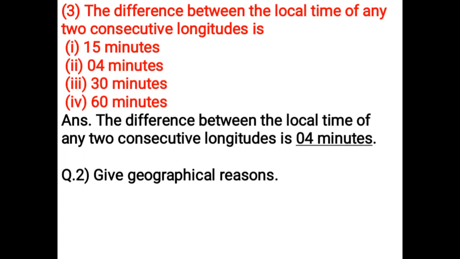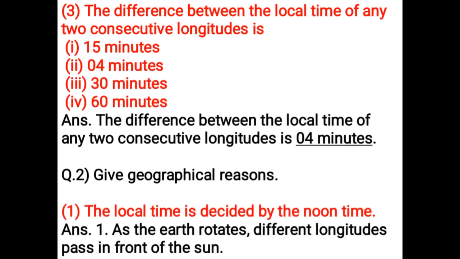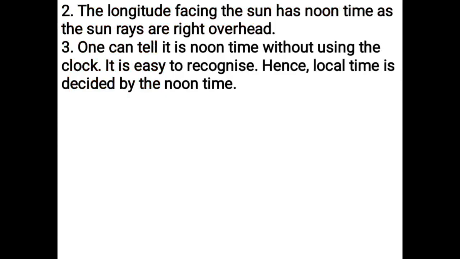Give geographical reasons. The local time is decided by the noon time. As the Earth rotates, different longitudes pass in front of the Sun. The longitude facing the Sun has noon time as the Sun rays are right overhead. One can tell it is noon time without using the clock. It is easy to recognize. Hence, local time is decided by the noon time.